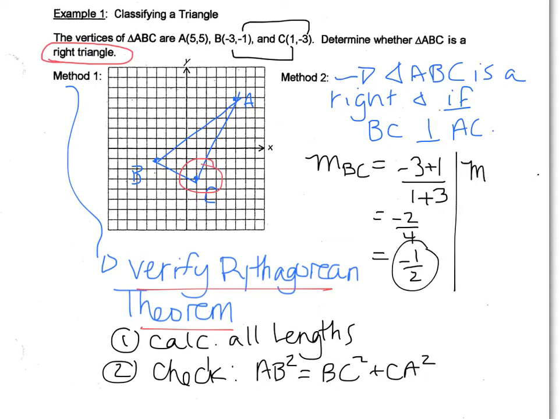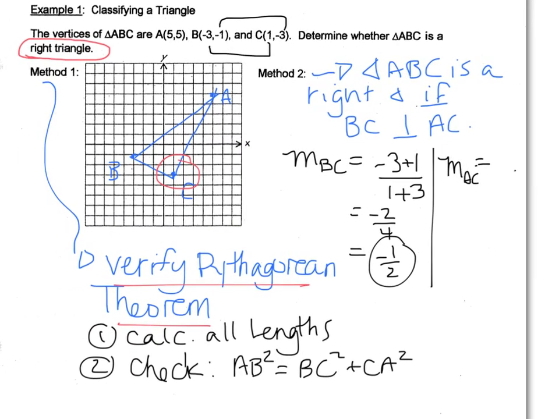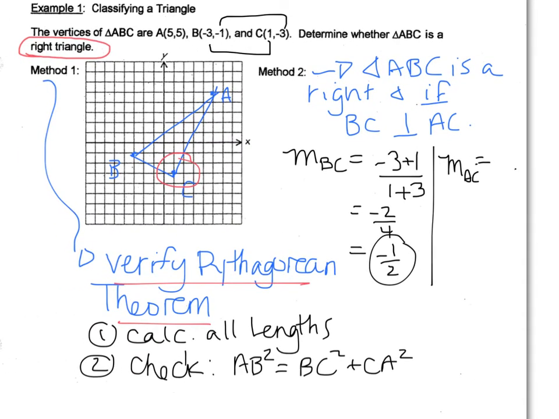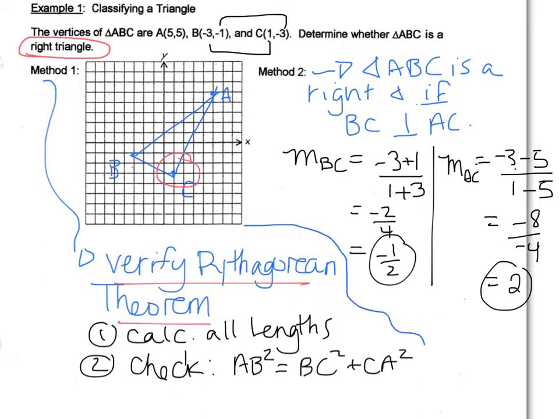And the slope of AC is equal to, move the screen over a little bit so we can see. The slope of AC is equal to negative 3 minus 5 over 1 minus 5, which is negative 8 over negative 4, which reduces to positive 2. So those two slopes are clearly negative reciprocals. We can see that they are the flip or the reverse of each other, the reciprocals of each other, and the signs are opposites.